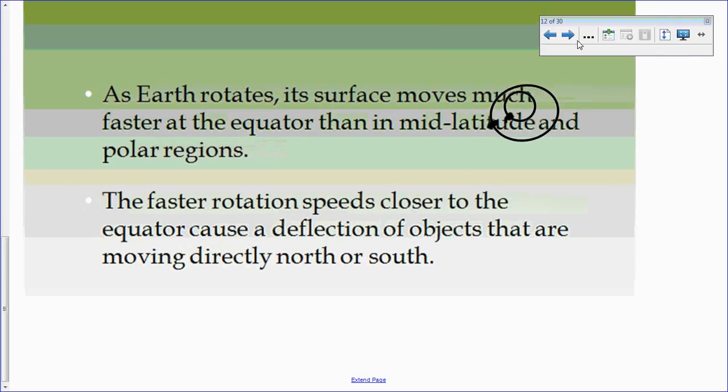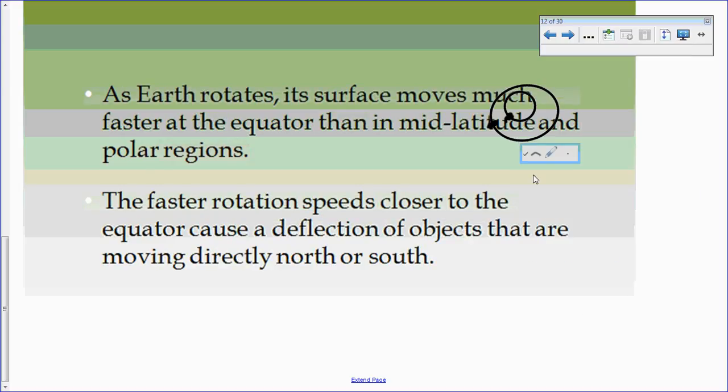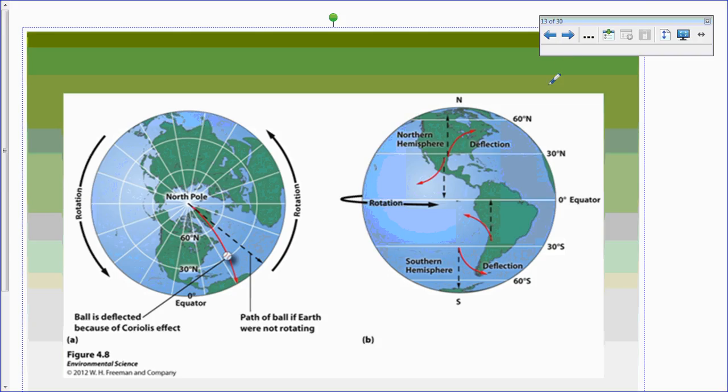So you have this idea of deflection, right? Things that are moving from north to south latitudes, as they hit areas of the Earth that are rotating faster, are going to deflect like that. If they're coming from south to north, they're going to go up and deflect that way. So they're going to deflect in both of these directions, right? I might draw that out to the side, or you can look at this next picture here. All right, so here's a picture of that Coriolis effect.